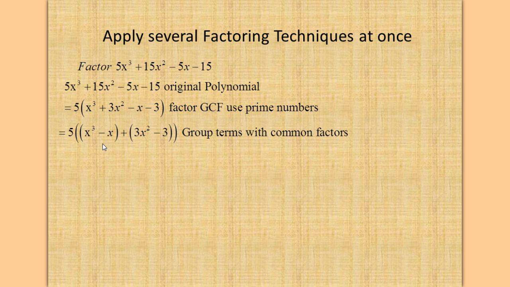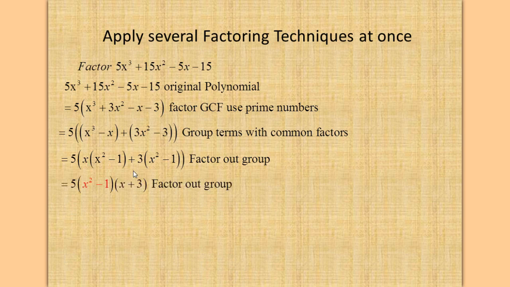Well, we factor out of x cubed minus x, which is x. So we have x times x squared, which is x cubed, and x times minus 1 is minus x. So we factor out an x here. And what do we factor out on the other side? We factor out a 3, because 3 is common. So we have x squared minus 1. So now we see we have x squared minus 1 on both sides. So we can factor that out. If we factor out x squared minus 1, which is common, that'll leave us with x plus 3.